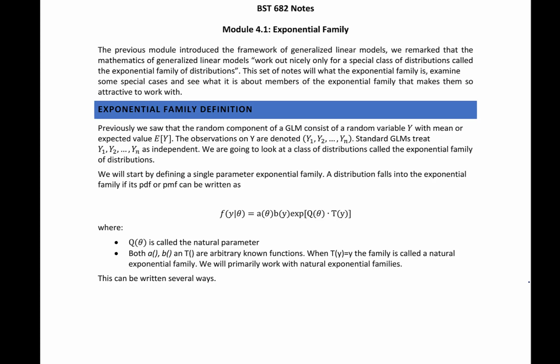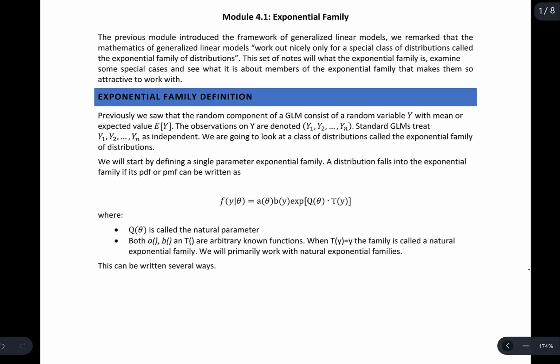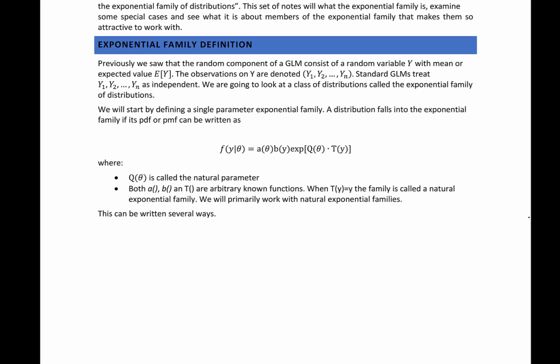So we're going to start out by just defining an exponential family. Previously we saw that the random component of a GLM consists of a random variable y with mean or expected value of y. We could denote the observations as a vector, and standard GLMs treat y1 through yn as independent. And so we're going to look at a class of distributions called the exponential family of distributions. We're going to start by defining a single parameter exponential family.